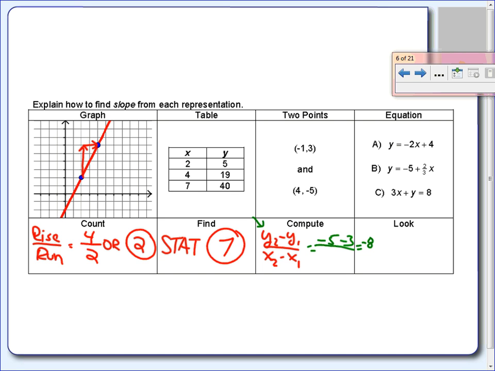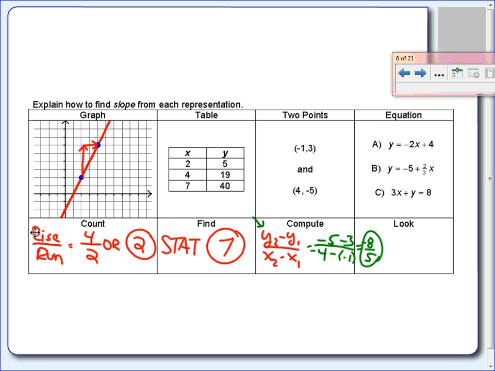I'm going to do the same thing with the x's now. Take the second x, that's 4, subtract the first x, which is -1. Oh yeah, it's an equal sign, my bad. That's 4 minus a -1. What's 4 minus a -1? 5. That is correct. Now notice we have a slope of -8 over 5. Can that be reduced? No. So in this case, we will leave it just like it is. Since you can't reduce it, just leave it.